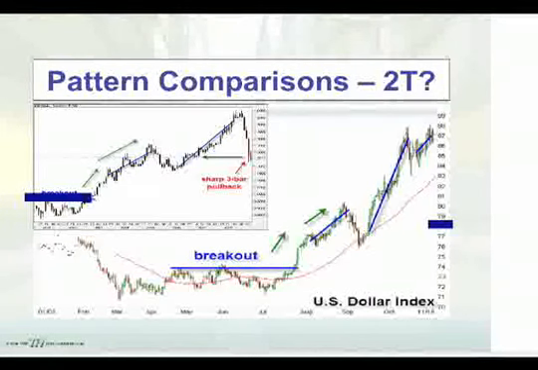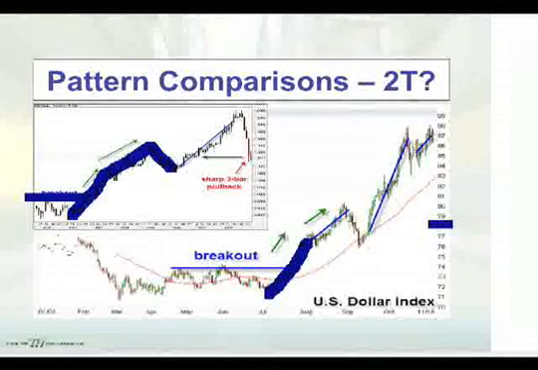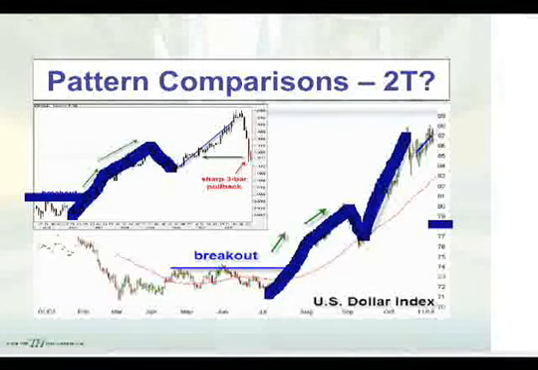Here we had very similar action in that we had the breakout from the congestion and then the momentum shift, kind of that V type of high, and then a sharper continuation on the breakout. And the euro actually had a 2T as well.